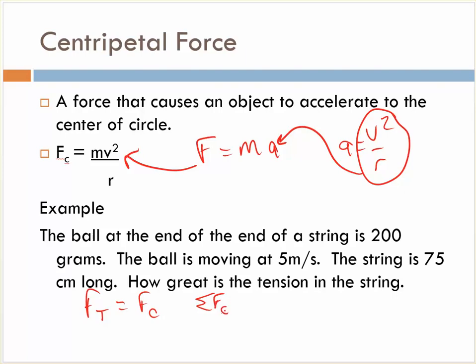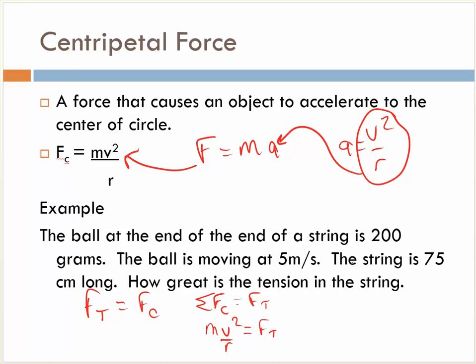In this case, it's a centripetal force. And what's supplying the centripetal force? Well, the only thing that's supplying it is our tension. So if I say mv squared over r is equal to the force of tension, it's just a matter of plugging in what we know here.